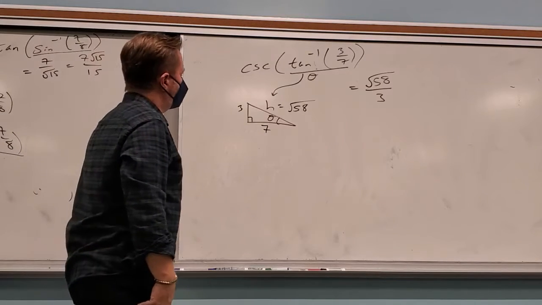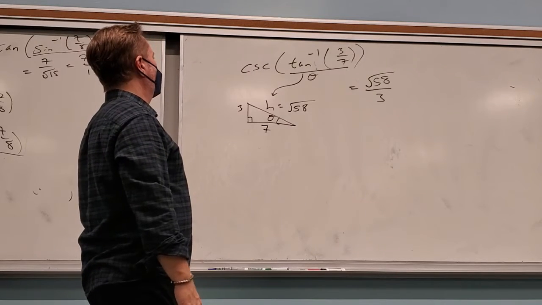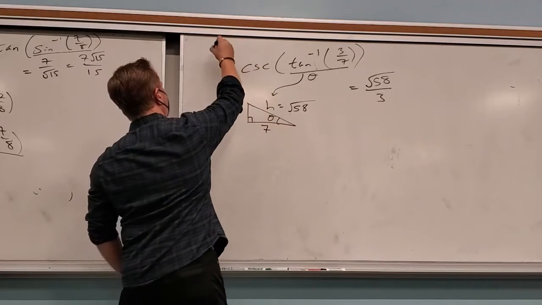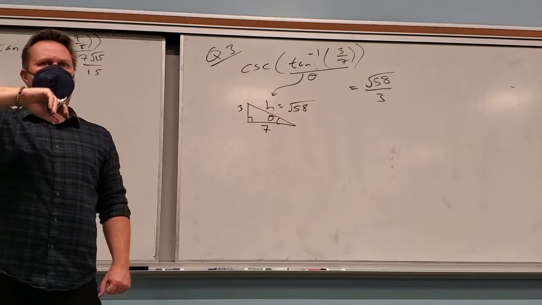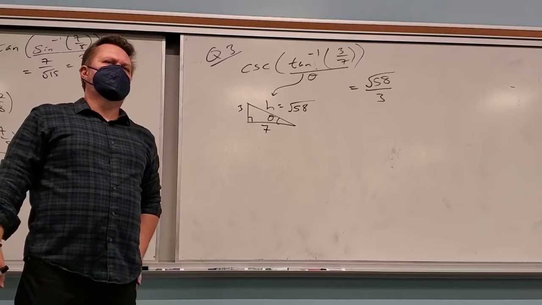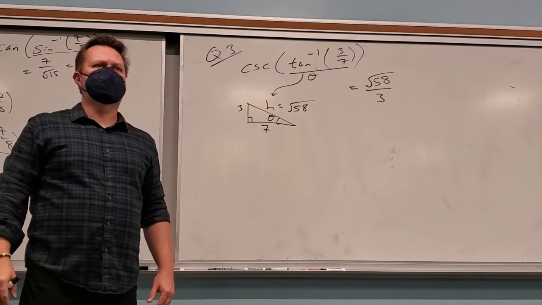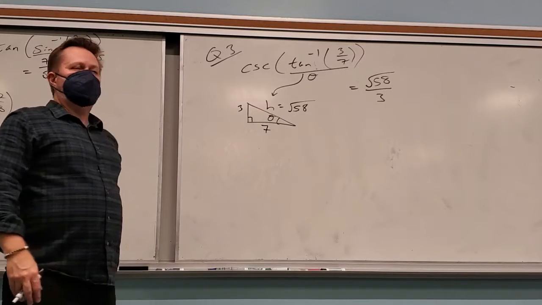What if I would have told you this is in the 3rd quadrant? What if I put that on top of this? What would have changed? Anything? There's only one thing that changes. What is cosecant in the 3rd quadrant?